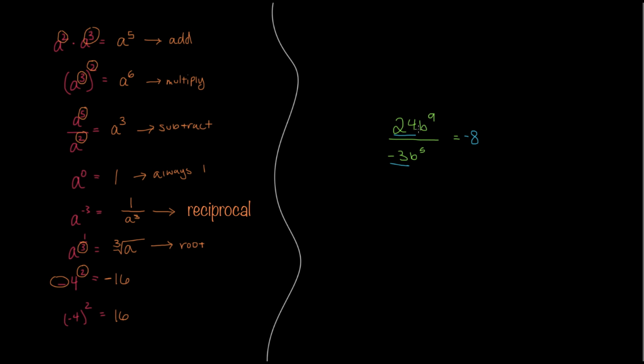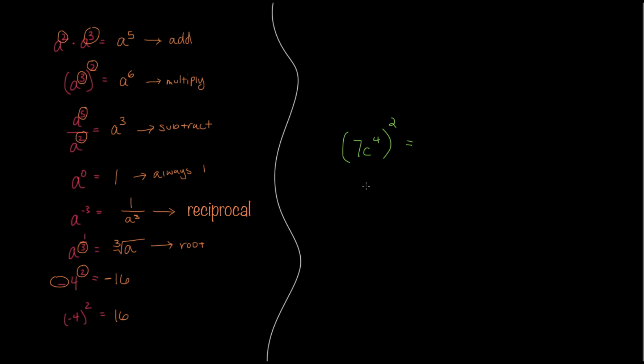Next, we look at our exponents. B to the ninth over b to the fifth. So this one is a fractional one. So in these cases, we subtract the exponents. So we have our common base, which is b, and then we subtract 9 and 5. So 9 minus 5 is 4. So our answer is negative 8 times b to the fourth.